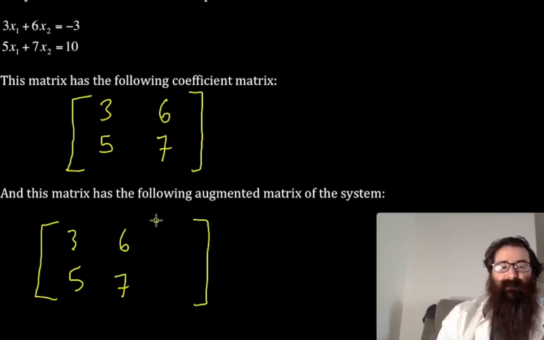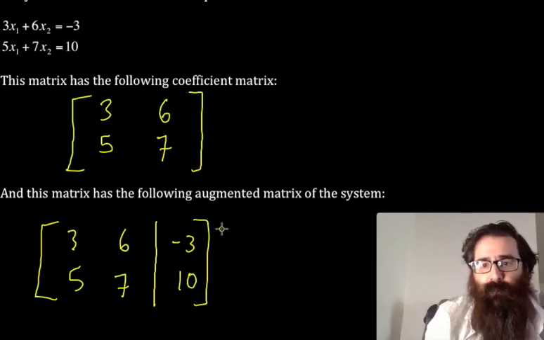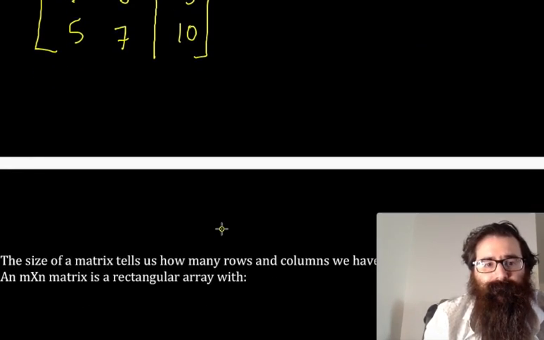There are lots of different notations you can use. I like to use this vertical line to show that this is the coefficient matrix, and here's going to be my augmented column. So I had 3x1 plus 6x2 equals -3, so that -3 should go there in the top row, in the augmented part of it. And then 5x1 plus 7x2 equals 10. So this is my augmented matrix for the system that we want to be able to work with.